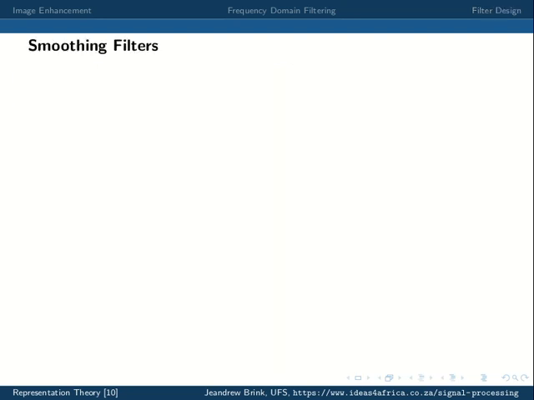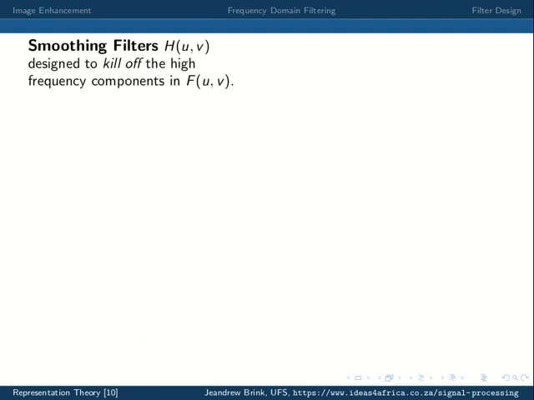Okay, and so what I want to do now is look at some of the designs of these filters. Okay, so basically the smoothing filter is a low pass filter effectively. I started getting tired of saying attenuates. It's basically designed to kill off the high frequency components of your Fourier space. And the toy model, or example, that I start with, the most naive thing to start with, is what they call an ideal low pass filter.